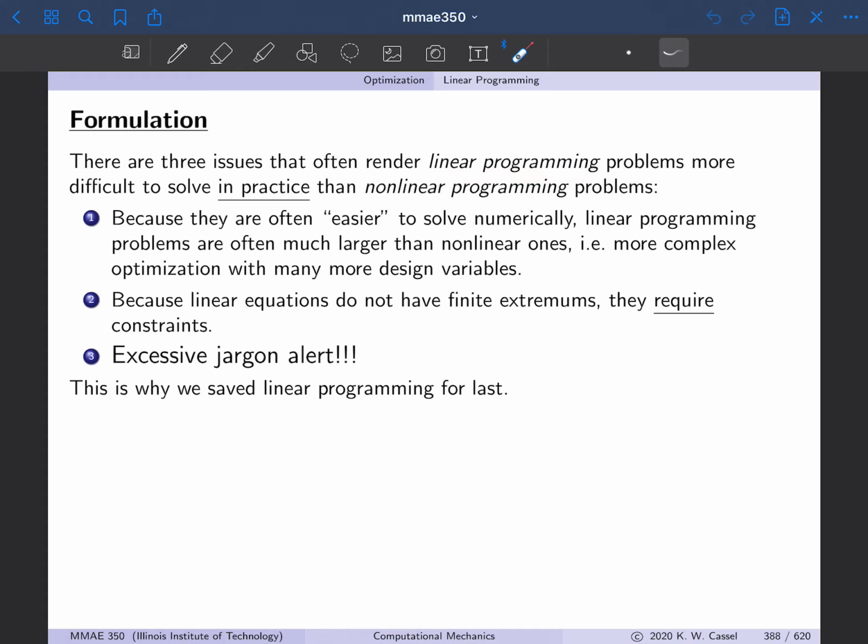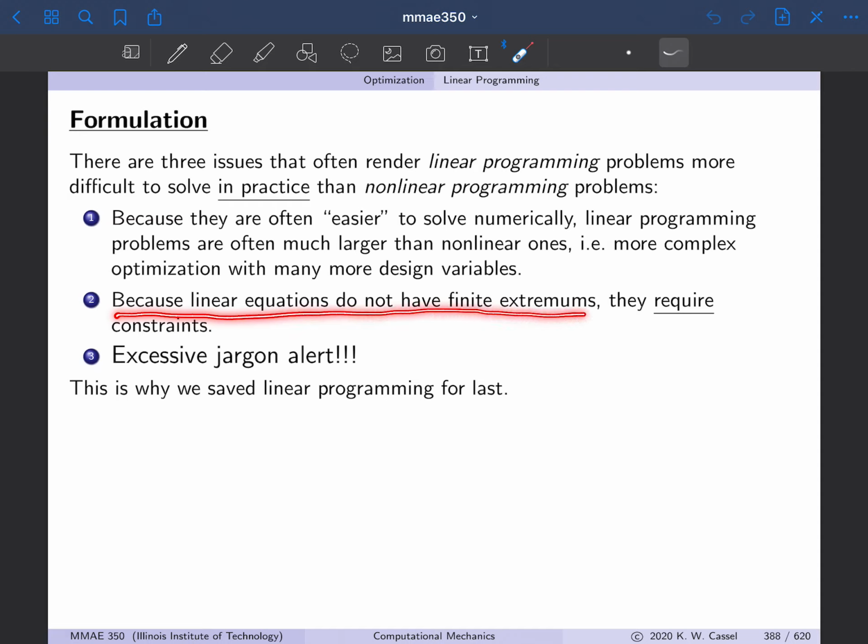There are a few reasons why, in practice, linear programming problems are actually more difficult to solve than nonlinear programming. As always, linear is easier in a fundamental sense, but because it's easier, my first comment is that linear programming problems are often much larger. By larger, we mean more complicated optimization problems in general, possibly many more design variables than would be the case in a nonlinear setting. The problems are much bigger, in part because they're in some fundamental sense easier to solve.